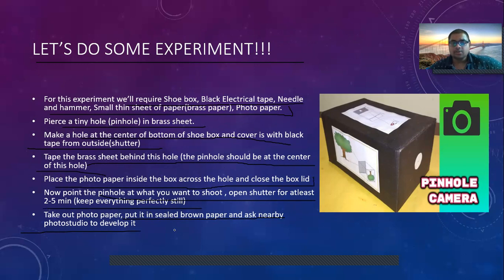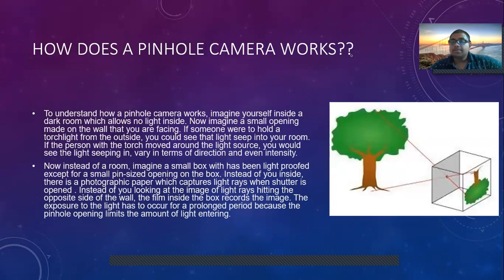What does this tell you right now? This is actually a pinhole camera. Okay, a pinhole camera. What it does is given over here, but how does a pinhole camera work? That is the theory behind it.